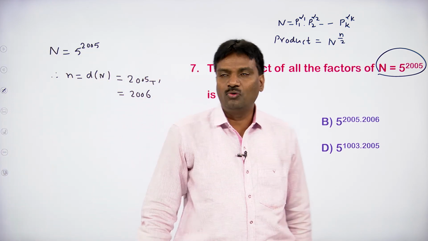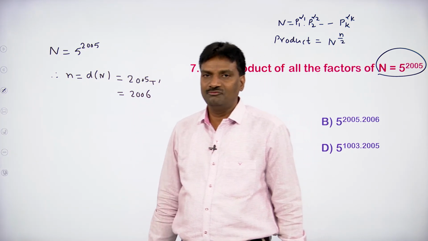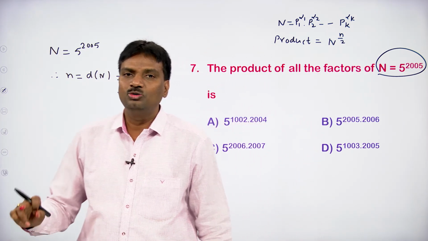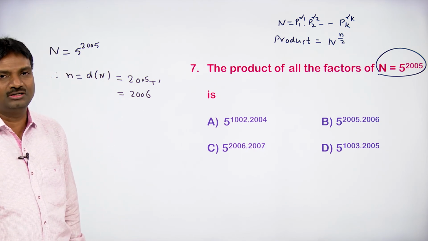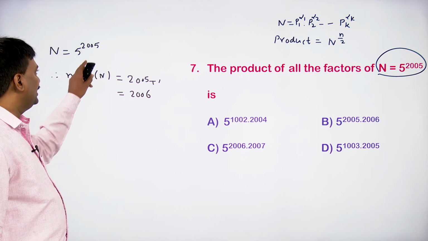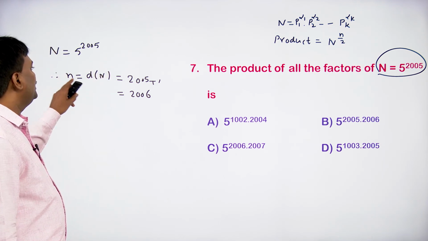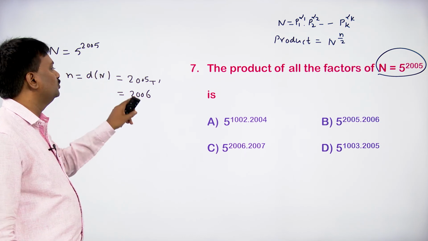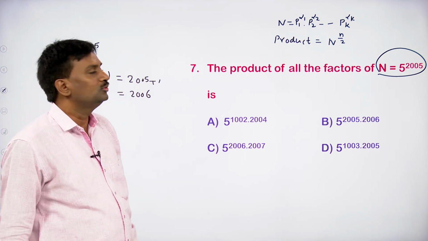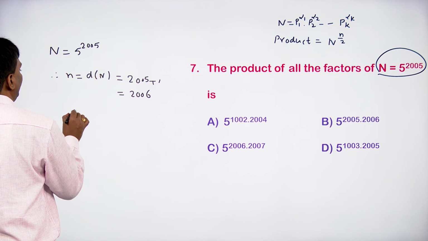Here we have only one number, that is alpha 1. We know the number of divisors of p1 power alpha 1 into p2 power alpha 2 and so on is alpha 1 plus 1 into alpha 2 plus 1 into alpha 3 plus 1 and so on. So here we have only one number, in the form of p1 power alpha 1, and the number of divisors of 5 power 2005 we have gotten is 2006. The product formula is capital N power n by 2.